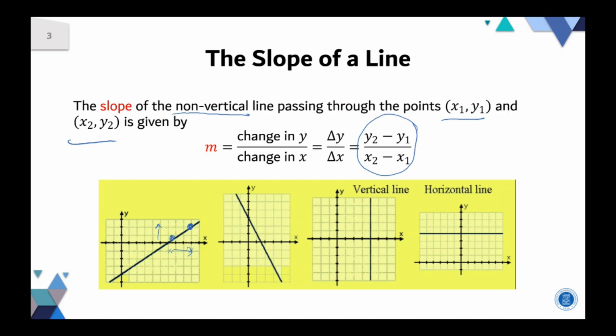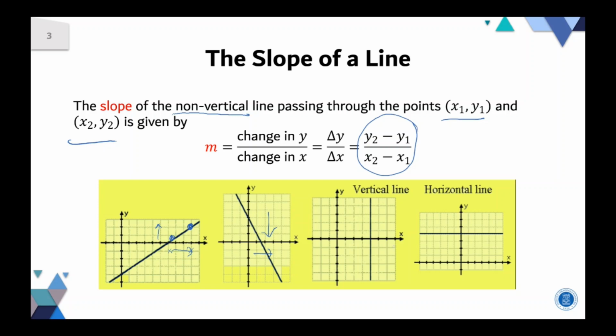On the other hand, if we have a decreasing line, the difference in y will be negative, so negative divided by positive, it will be negative. In this case, the slope will be negative. So if we have a decreasing line, the slope will be negative.